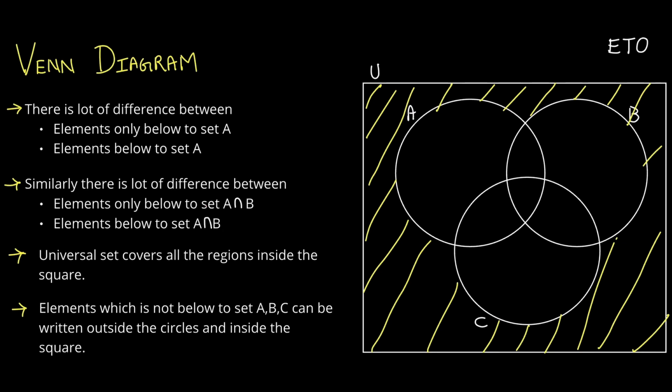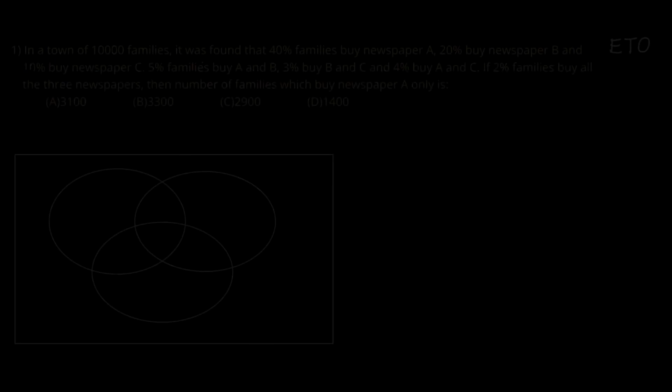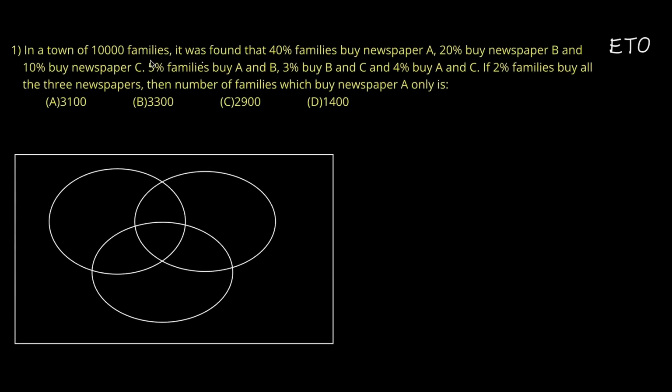Without any delay, let us start solving some more objective questions. First question: in a town of 10,000 families, it was found that 40% of families buy newspaper A, 20% buy newspaper B, and 10% buy newspaper C. 5% of families buy A and B, 3% buy B and C, and 4% buy A and C. If 2% of families buy all three newspapers, then find the number of families which buy newspaper A only.